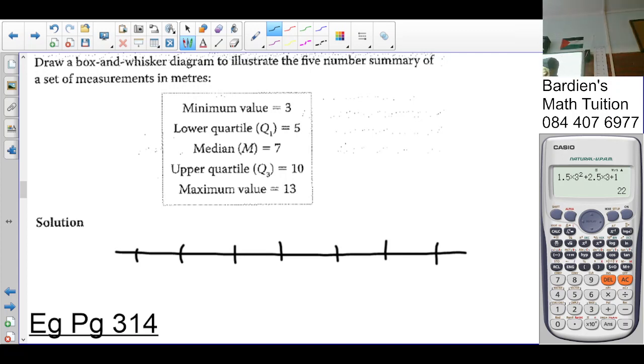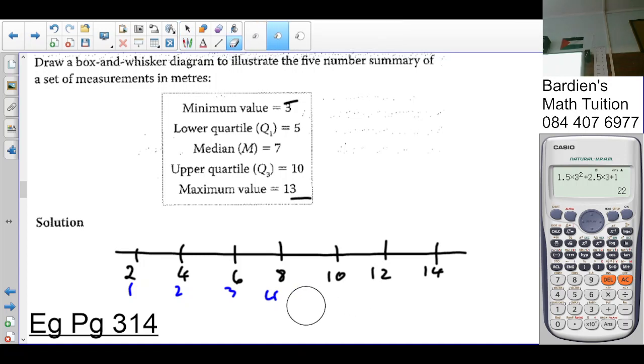So let's go. We can go with 2, 4, 6, 8, 10, 12, 14. We normally try and get a number less than 3 and a number more than 13. You see, if I had gone with 1, 2, 3, 4, 5, then this would have been definitely too small. You all agree with that? You all understand, people? Right. So the scale is the first thing we do.